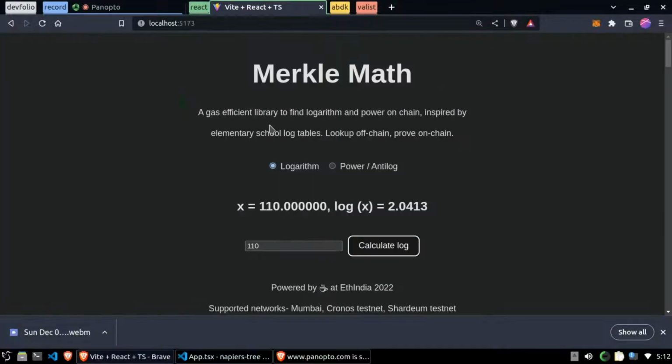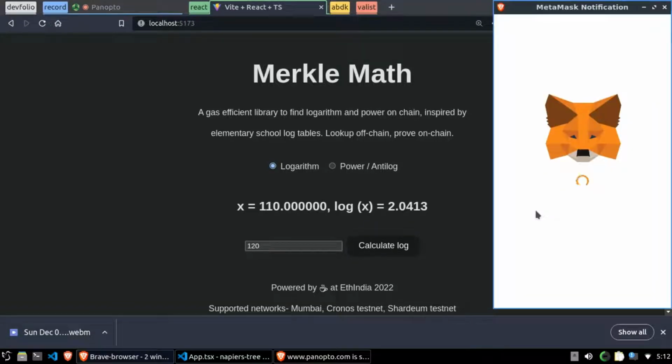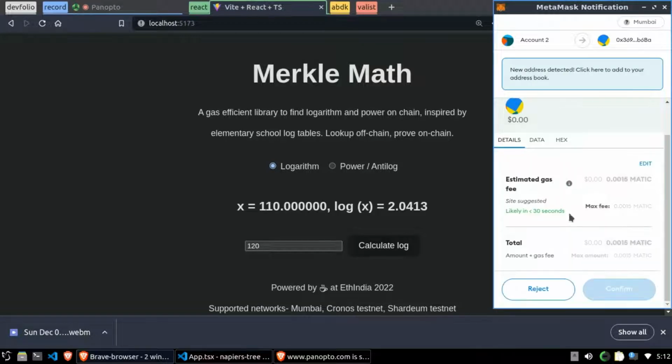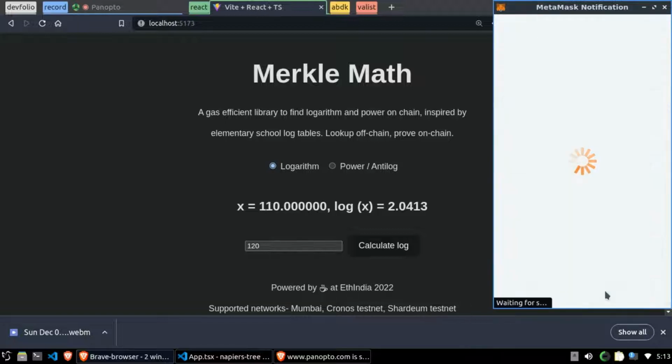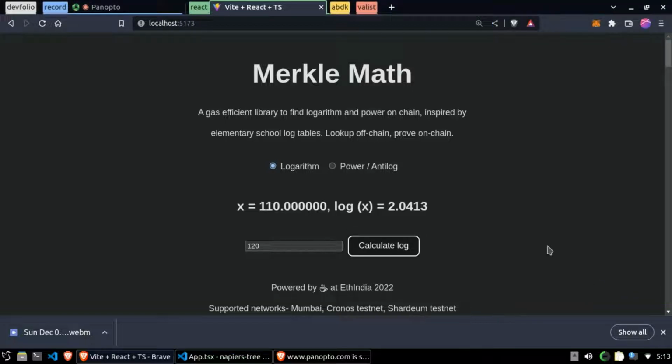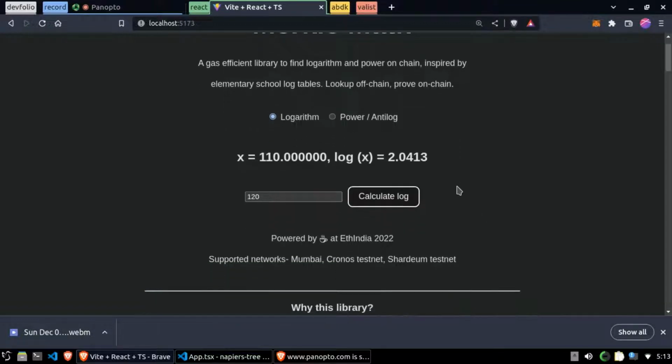Hi, Merkle Math is a gas-efficient library to find logarithms and powers on-chain inspired by elementary school log tables. What happens is we look up the value of log off-chain and then we prove it on-chain using a Merkle tree. So a quick demo, let's find the log value of 120. We need to approve the transaction as the state on the blockchain is updated. So as the transaction gets approved, let's look at the theory.